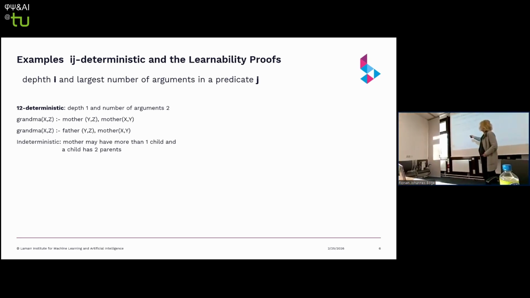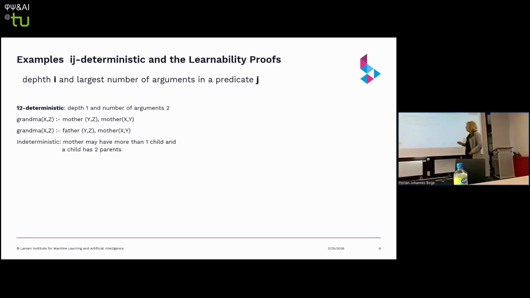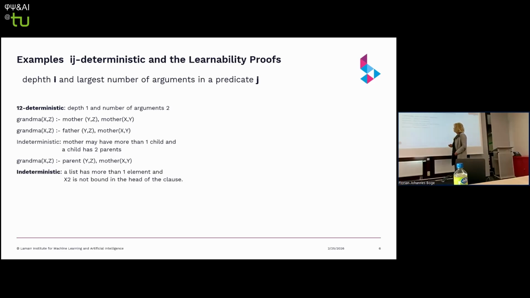So what you have here is the chain, and you have the chain such that in the head you have a clear link to clauses in the body of the clause, and therefore it is deterministic. And indeterministic would be if you have the grandmother, a mother can have more than one child, and a child has two parents, and therefore it is not a unique substitution. So the unique substitution makes it deterministic and bounds the learnability and so on. So indeterministic is the list has more than one element, and it is not bound in the head of the clause. Yeah, so if we take all the parents, then it is no longer deterministic.